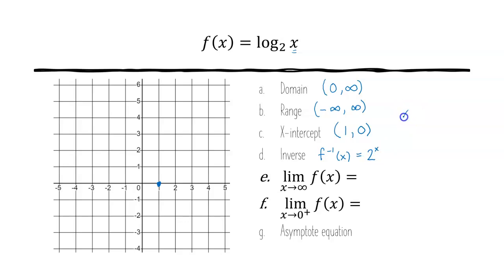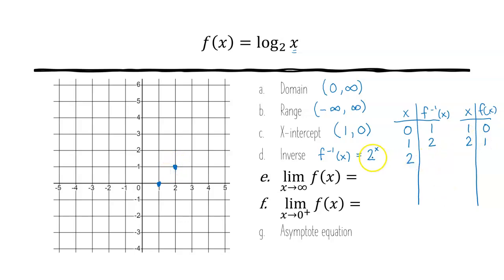So what that means is, if I find an x coordinate on the inverse, so if I say, well, what if I use x equals 0 on the inverse? That would be 1. So that means that on the original function, I have the ordered pair 1, 0. If I plug in x equals 1, 2 to the 1 is 2. So on the inverse, I have 2, 1. So that means that this point is on my graph. If x is 2, the inverse would be 2 to the 2, which is 4. That means that 4, 2 is on log base 2.